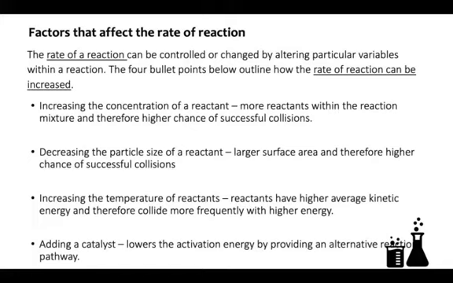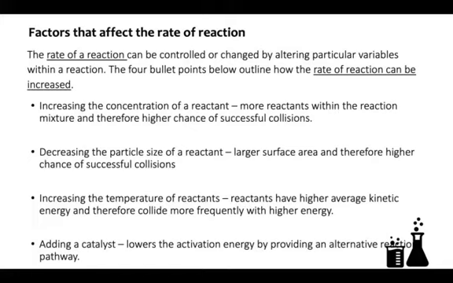If you decrease the particle size of a reactant, this is going to mean that you've got a larger surface area, and therefore again it is a higher chance of a successful collision. If you were to increase the temperature of the reactants, this is going to mean that the reactants have got a higher average kinetic energy and therefore collide more frequently. They collide with higher energy, and this is going to make the reaction faster.